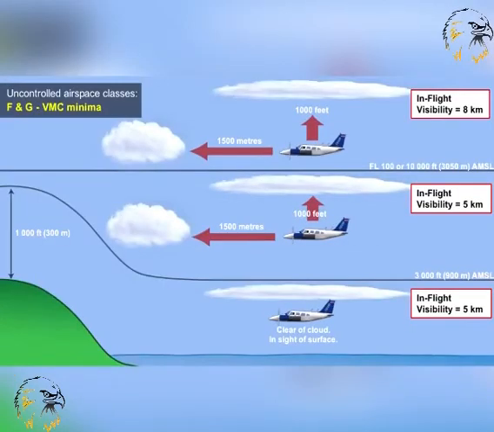Here are the VMC minima for uncontrolled airspace. That's airspace of classes F and G. Classes of airspace are covered in a separate lesson.